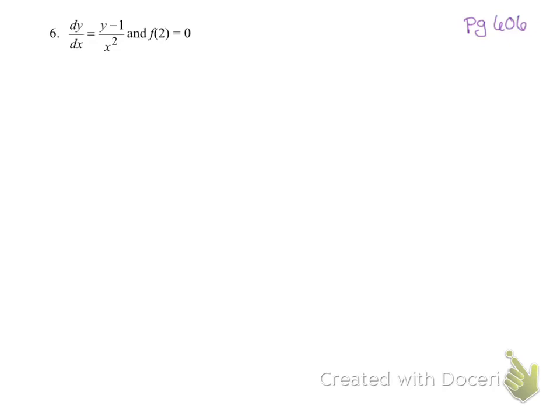Your first step is to cross multiply. Get your x's on one side and your y's on the other. Whenever you cross multiply, you're going to end up with x squared dy is equal to y minus 1 dx. You have y's with dx's and x's with dy's, and we don't want that. So you're going to divide by x squared on both sides, and then divide by y minus 1 on both sides.